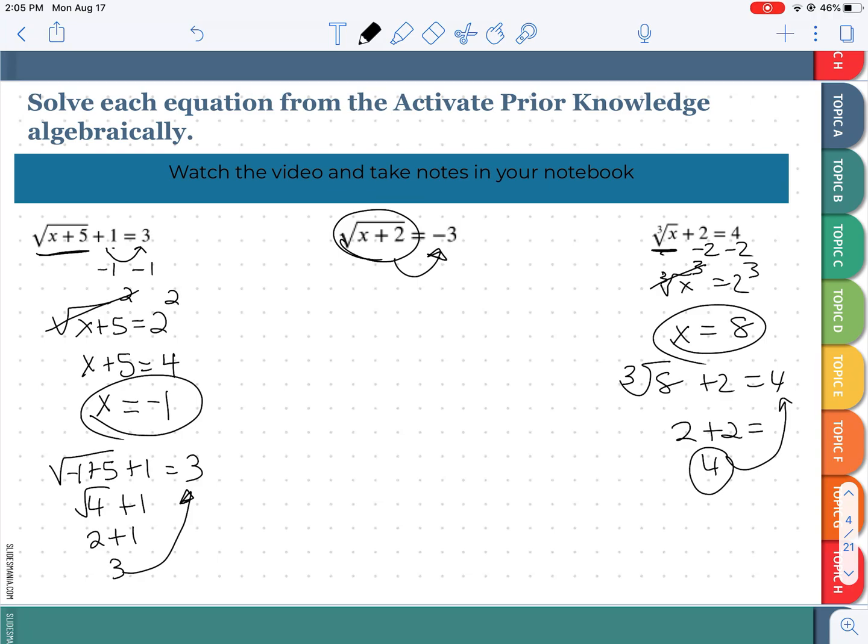You're going to find out that a lot of times with odd roots you're fine, because with odd roots you can have positive or negative answers. It's really the even root ones, like square root and fourth root, that you have to be careful with, because you can't square root and get a negative answer.